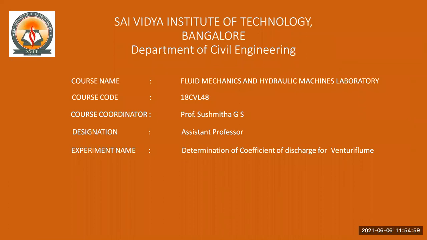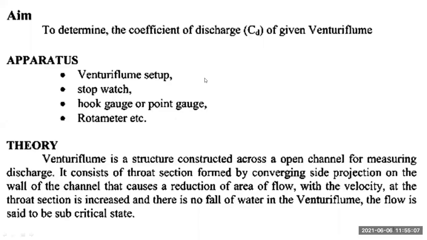Today we are discussing an experiment on determination of coefficient of discharge for a Venturi flume. So the aim of the experiment is to determine the coefficient of discharge for a given Venturi flume. The apparatus are a Venturi flume setup, stopwatch, hook gauge or a point gauge, rotameter, etc.